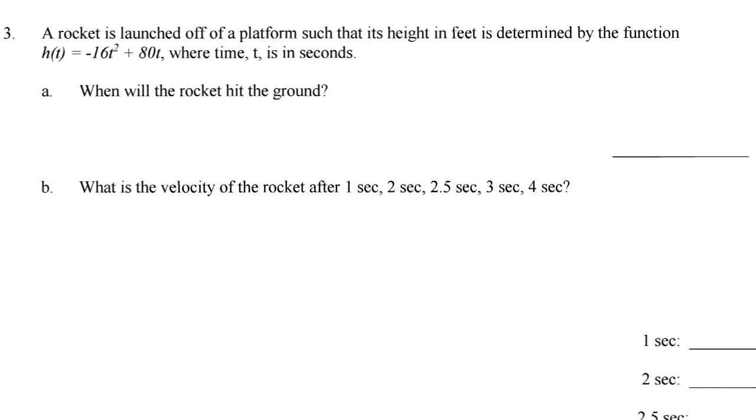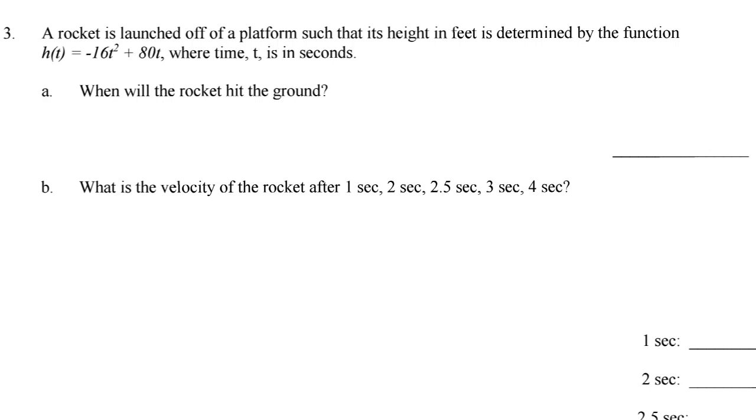Hey guys, chapter 9, review number 3. A rocket is launched off of a platform such that its height in feet is determined by the function h of t, where t is time in seconds. Part A, when will the rocket hit the ground?